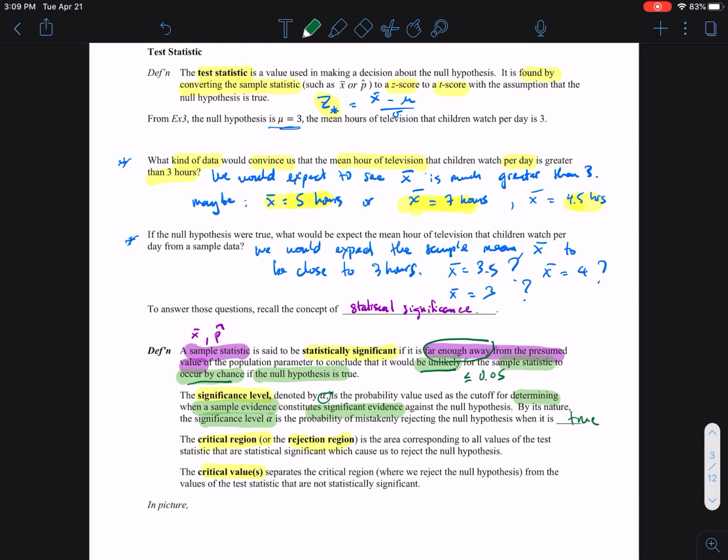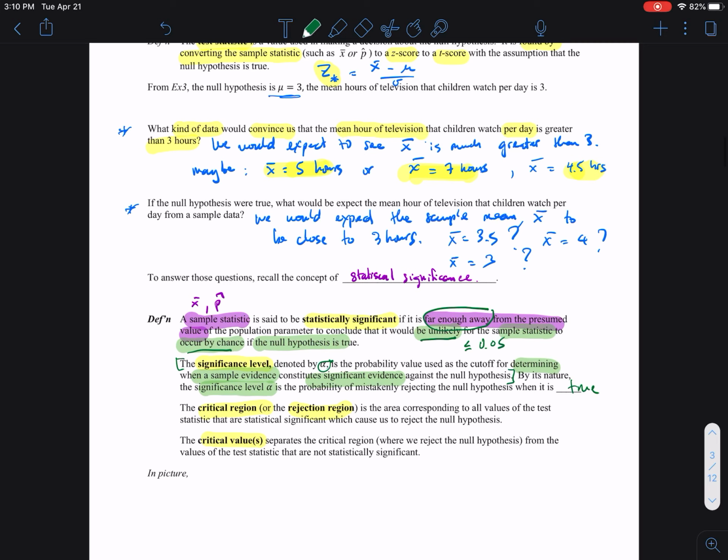So the significance level is the probability of mistakenly rejecting the null hypothesis when it's true, or right now, at this point, we're just going to go with the first sentence here: it is the probability value used as a cutoff for determining when sample data is significant versus not significant.